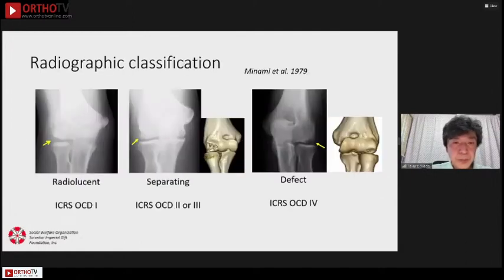Radiographic classification. There are 3 phases. The early phase is the radiolucent phase, then the separating phase, and the defect phase is accompanied by a loose body. Radiolucent phase corresponds to International Cartilage Society classification OCD-1, and separating phase corresponds to OCD-2 and OCD-3 depending on the stability of the fragment. OCD-3 represents an unstable lesion, and defect phase corresponds to OCD-4.